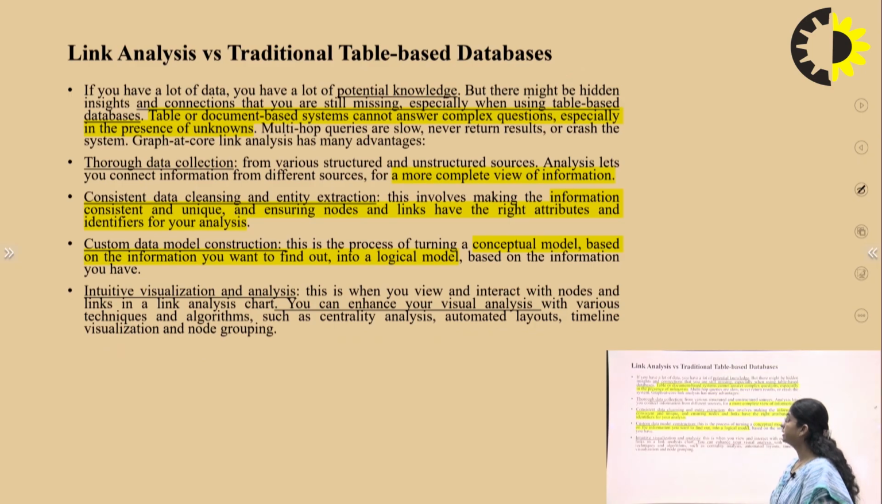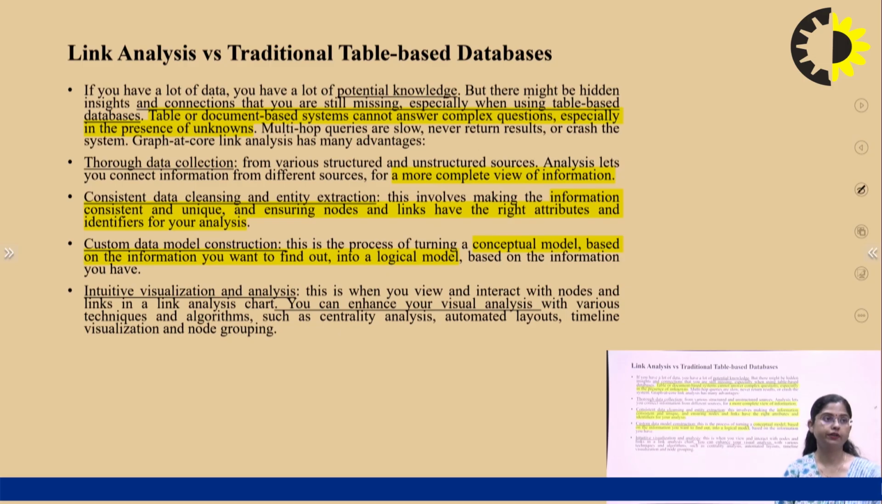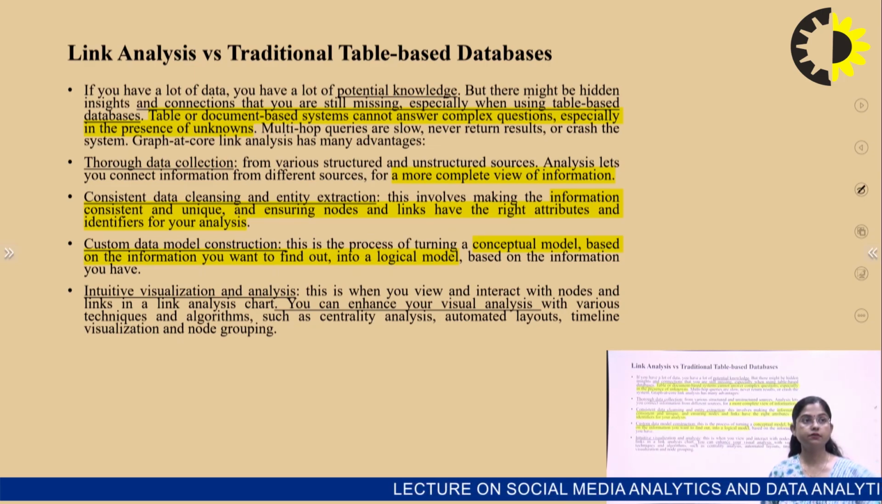Next, link analysis versus traditional table-based database. So what is a table-based database? Table or document-based databases cannot answer complex questions, especially in the presence of unknown multiple hop queries, which are slow, never return a result, or crash the system. Graph at the core, link analysis has many advantages. So, what is the difference between link analysis using the graph and traditional table-based?